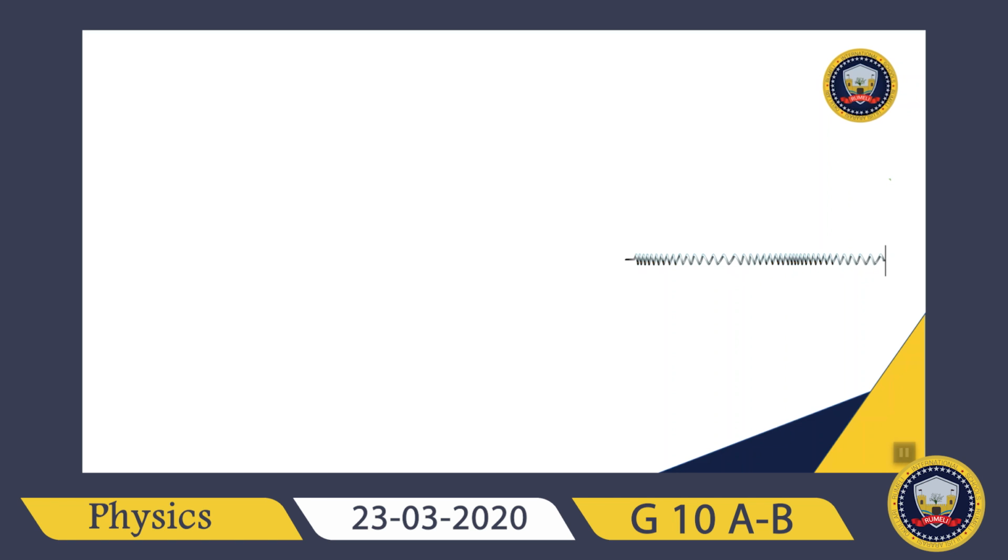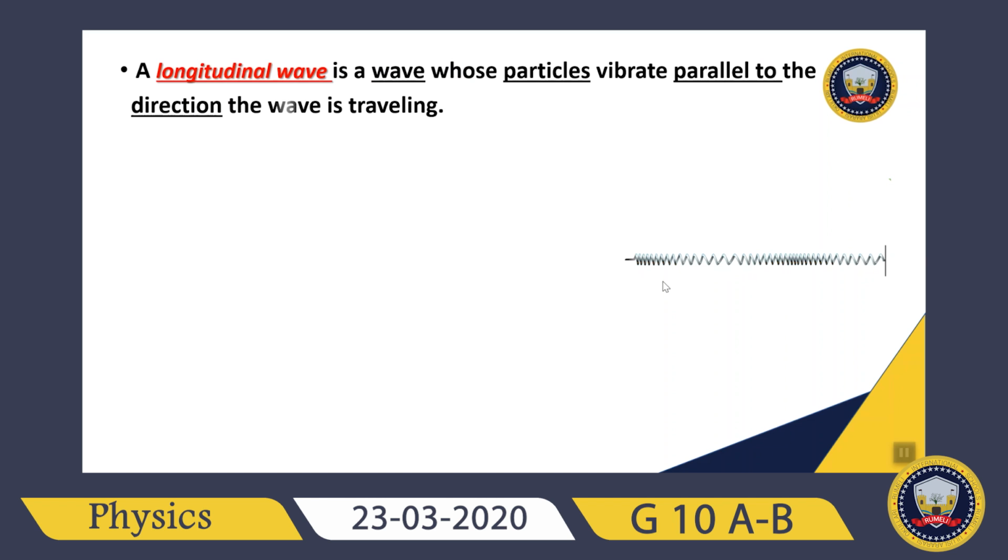So when the direction of vibration is parallel to the direction of propagation, the direction of moving the wave, when the two directions are parallel to each other, this wave is called a longitudinal wave. So the longitudinal wave is the wave whose particles vibrate parallel to the direction the wave is traveling, not perpendicular like the other one.